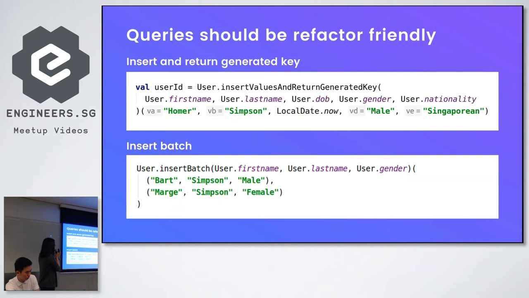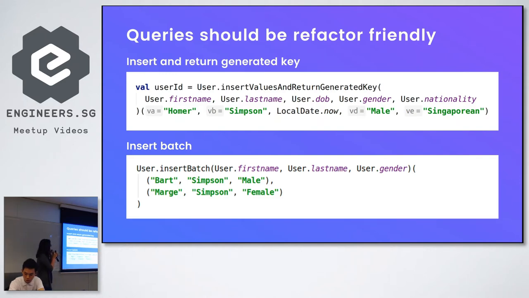Okay, so here are some examples of how we insert a record into the database. So the first thing is the insert and return generated key.